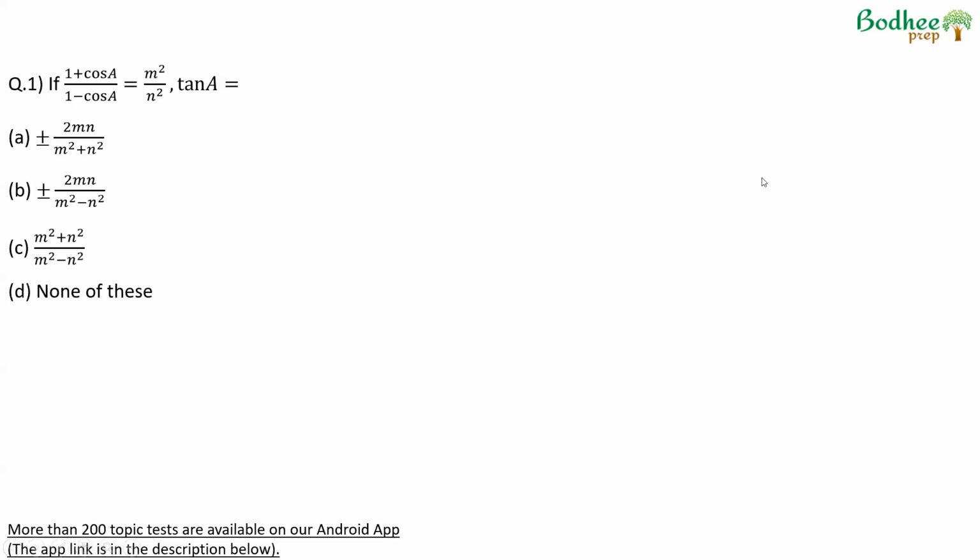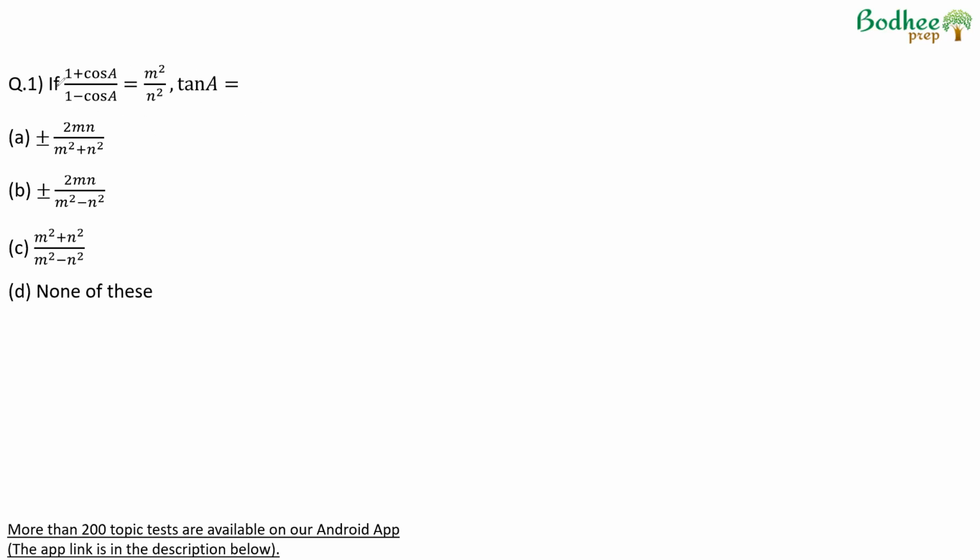So if you look at the questions, question number 1 says (1 plus cos A) upon (1 minus cos A) is equal to m square upon n square. Find the value of tan A. We can put a value of cos A here from where we can get the ratio of m and n. For example, if I put cos 45, I'll get the value of m square upon n square. I can put that in the options and check. Not the best way of going about the question, but that can be done, worst case scenario.